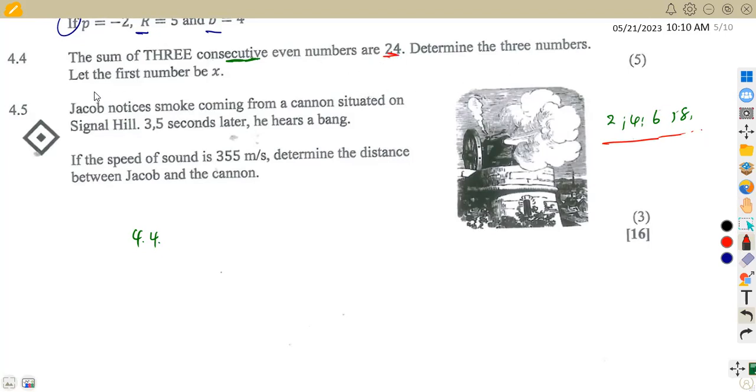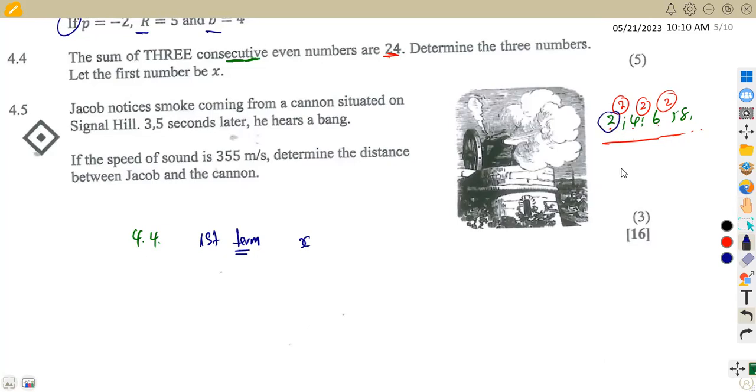Determine the 3 numbers. Let the first number be x. If you check even numbers, they have a difference of 2. 4 minus 2, that is 2. 6 minus 4, that is 2. 8 minus 6, that is 2. So each even number is separated by a 2 from another if they are consecutive even numbers. So if our first number is x, meaning the next number is going to be x plus, just like this.